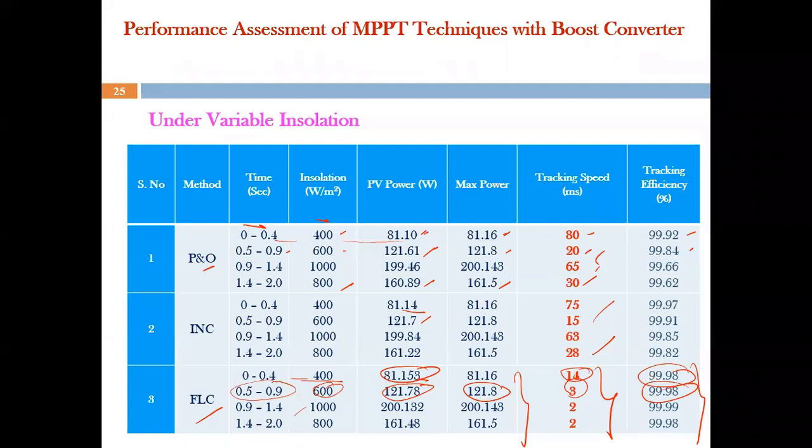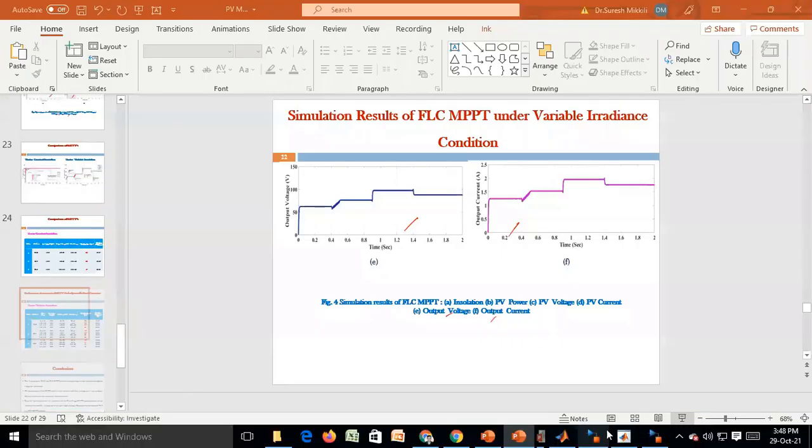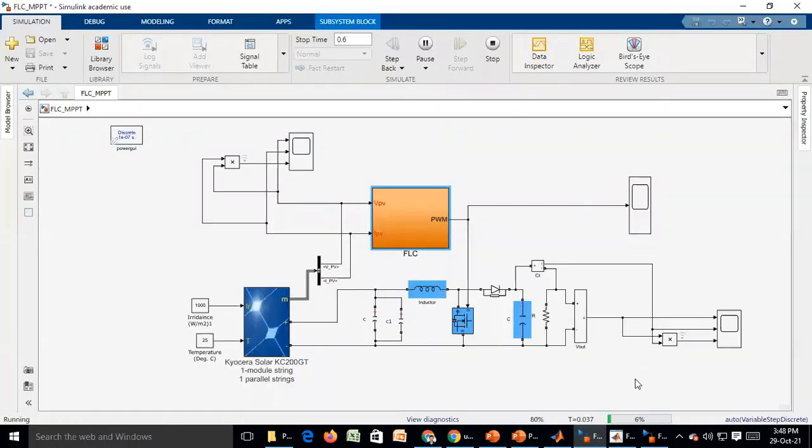Okay, and settling time we can see, stability we can see. Further it can be improved with the help of optimization techniques. We'll see how the result has come or not. It's still a 6% drop.